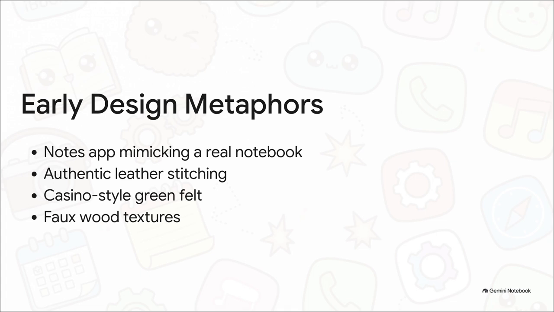To make this incredibly complex mobile software approachable, Steve Jobs and his software chief, Scott Forstall, heavily championed these hyper-realistic physical metaphors. Think back to those early days. The Notes app didn't just have a yellow background, it looked like a literal legal pad, complete with the leather binder and authentic-looking digital stitching. The Game Center app featured this casino-style green felt that looked exactly like a poker table. And the bookshelves in the iBooks app featured these rich faux wood textures.